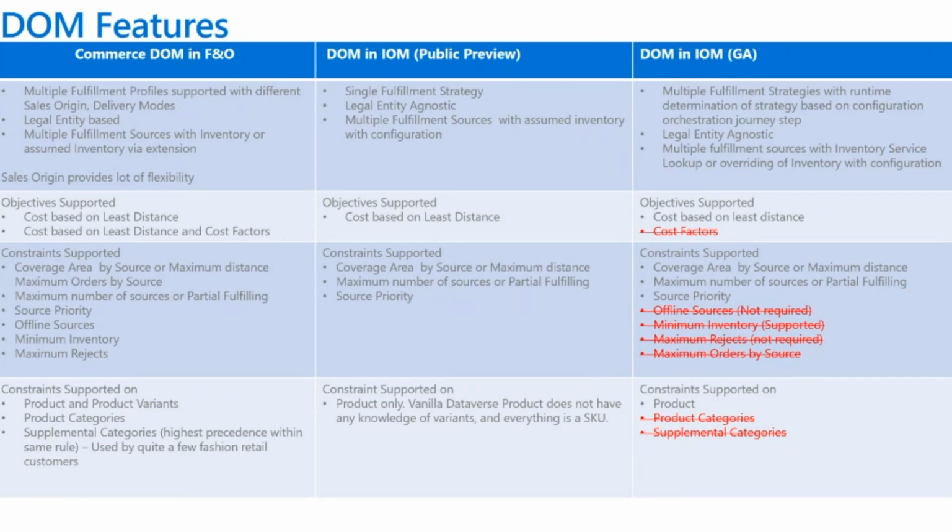A few of the other constraints or rules that are not available are offline sources, which is not really required because we define which sources to look at at the profile level. Similarly, we're going to work on adding the minimum inventory as a constraint. We also see no need for having the maximum rejections at this point of time. We will definitely add the maximum orders by source at a later date. But this is a brief overview of how DOM is available.